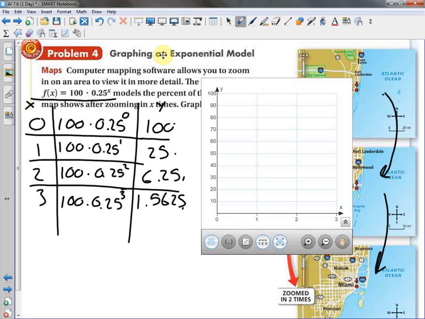So let's see what this one looks like when we graph it. So I'm at 0. I'll graph this in blue. 0, 100, right there. 1, 25. That's 1, 25, quite a bit smaller. At 2, we have 6.25, about there, and then at 3, we're at 1 point something, 5. Looks like that. So that's our exponential curve regarding the percentage of area you can see on a map. Okay? And again, what did we do? We plugged in numbers to get the graph.